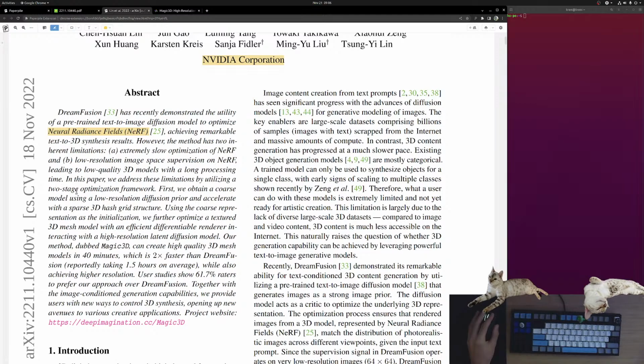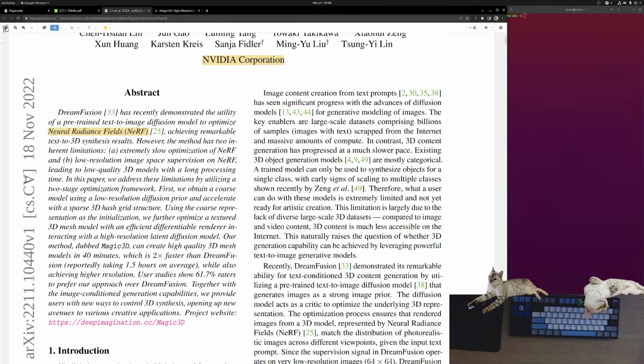We address the limitations by utilizing a two-stage optimization framework. Okay. Why is this text so hard to highlight today?